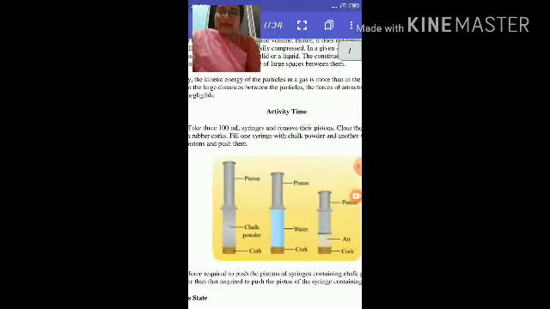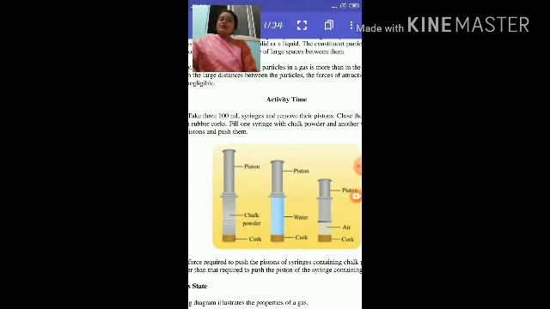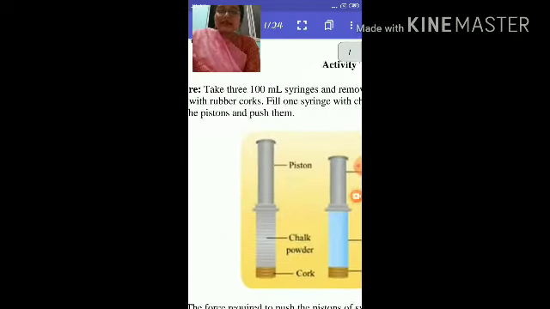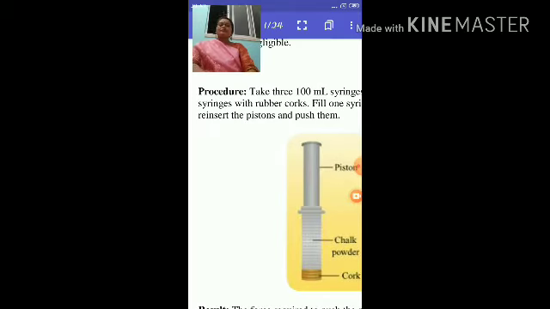First of all, see the picture. Here, 3 different syringes measuring 100 ml are there, and at the upper end of each syringe there is a piston. First of all, we have to remove the pistons from all the 3 syringes. Then, the first syringe is filled with chalk powder, and chalk powder is of which physical state? Yes, solid. Okay.